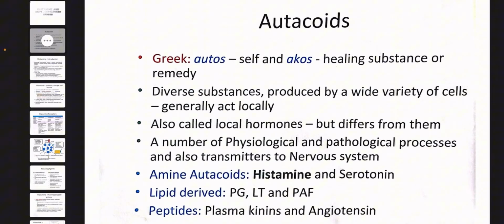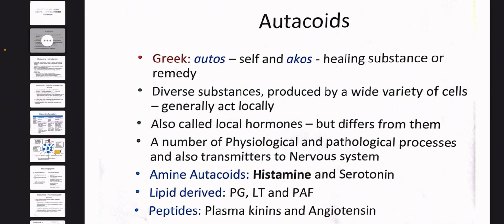Generally, when you hear the word autocoids, what are autocoids? The word auto means self. Acos means healing substance or remedy. Therefore, autocoids are compounds, neurotransmitters or hormones that are produced by an organ and act on that organ or any other organ or structure close to it. So we can also call them local hormones.